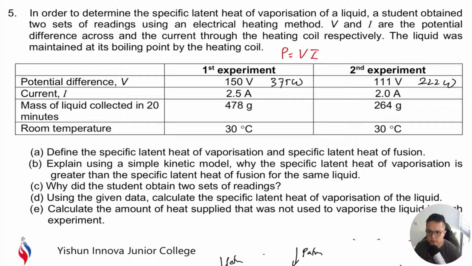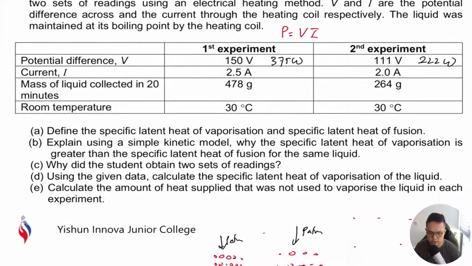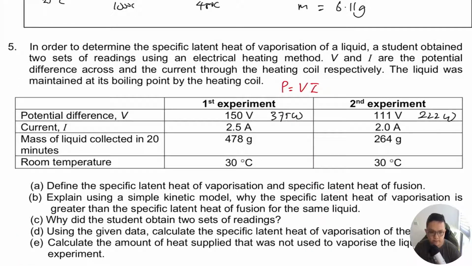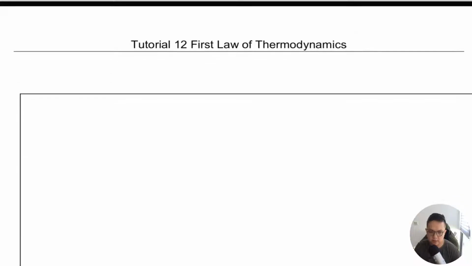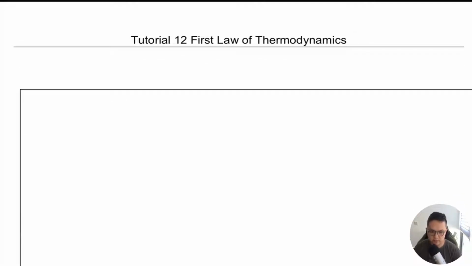Okay, so you're asked to work out what's the specific latent heat of vaporization of the liquid. Then after that, calculate the amount of heat supplied that was not used to vaporize the liquid in each experiment. Okay, so let's look at this one. Okay, we need to write two equations first. Okay, so first one, let's do for experiment 1 first.